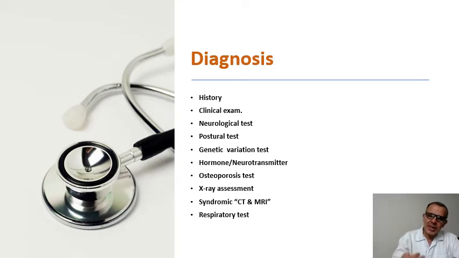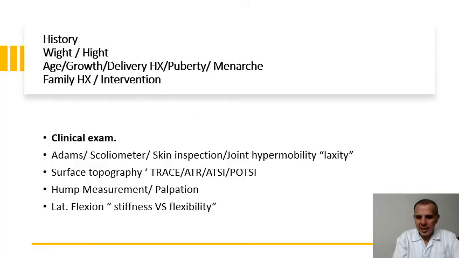Then we have certain types of scoliosis where we require more, like if it's congenital, we require CT for detecting bone deformity or MRI in case of soft tissue deformity. Then the last thing will be the respiratory evaluation tests that we could obtain in our clinic.